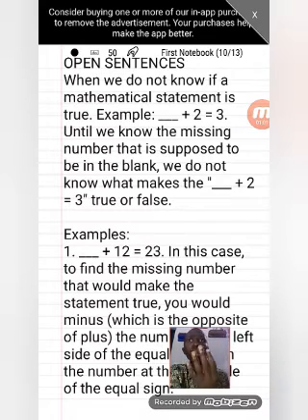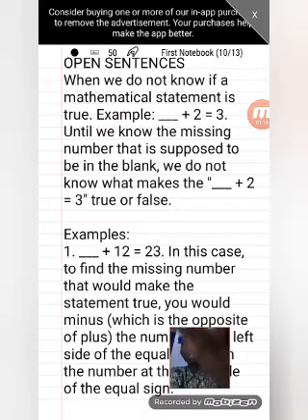Now, until we know the missing number that is supposed to be in the blank, we do not know what makes the blank plus 2 equal to 3. We do not know what makes that statement true or false. That is, what number will add to 2 to get 3.